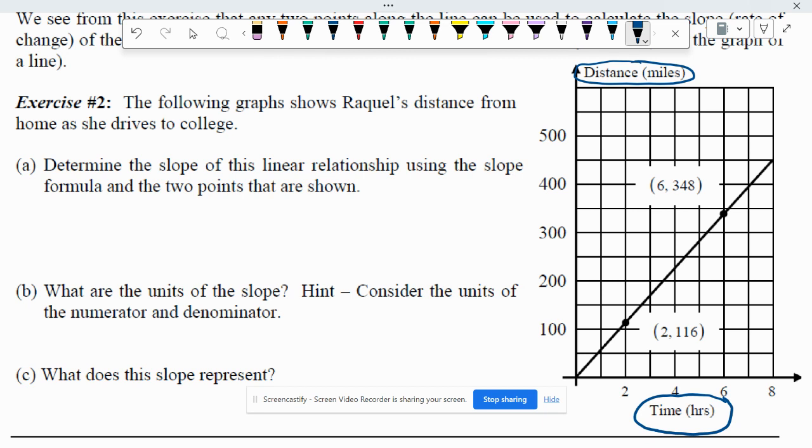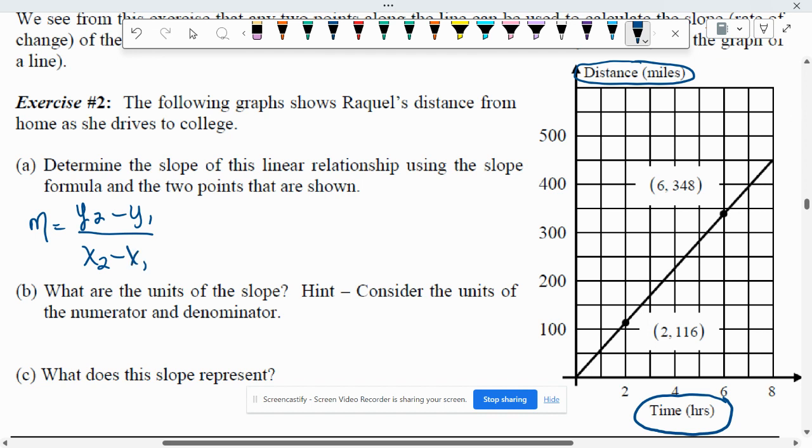So it says determine the slope of the relationship using the slope formula and the 2 points. Someone remind me from yesterday what the slope formula is. That's slope intercept form of a line, and we didn't do that yesterday, but good. I love that. You know that. Keep that in your brain. y2 minus y1 over x2 minus x1. Perfect. Nice job, Dominic.